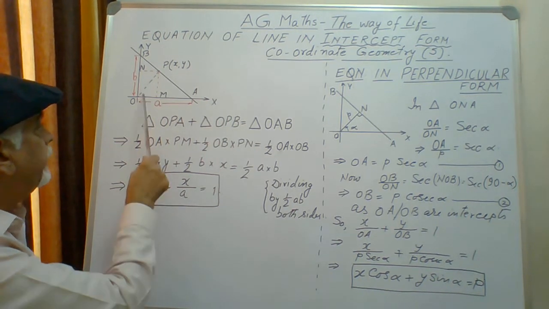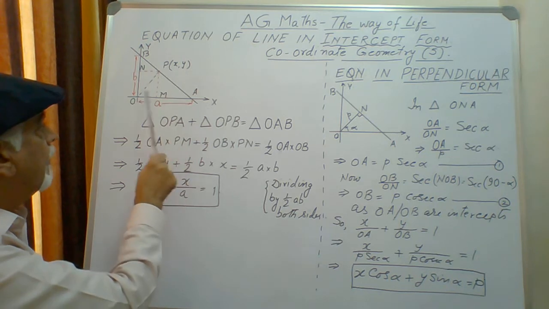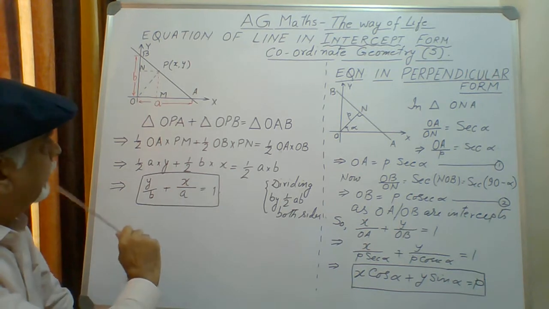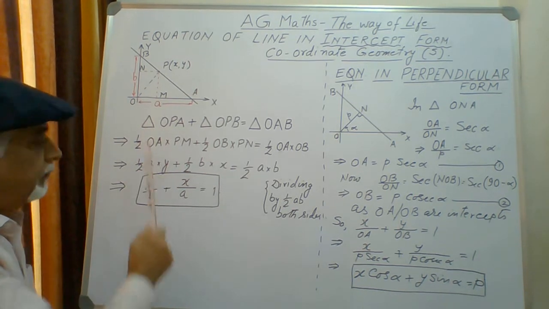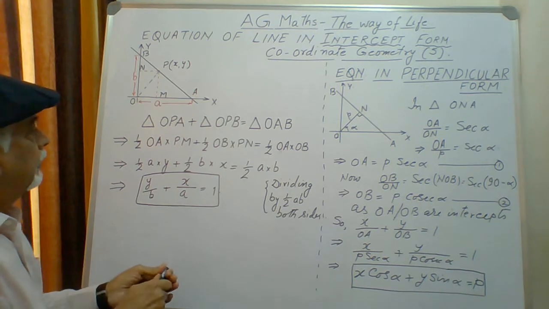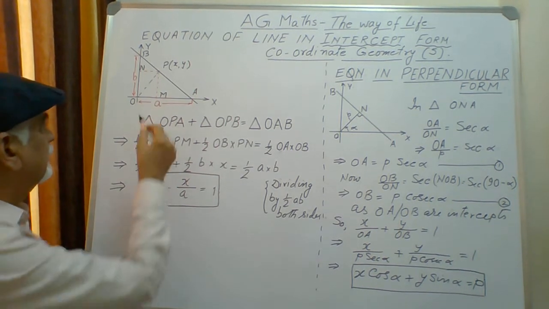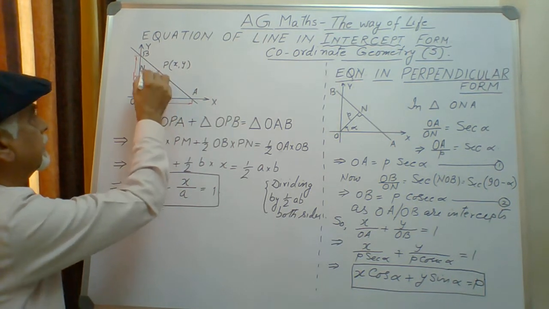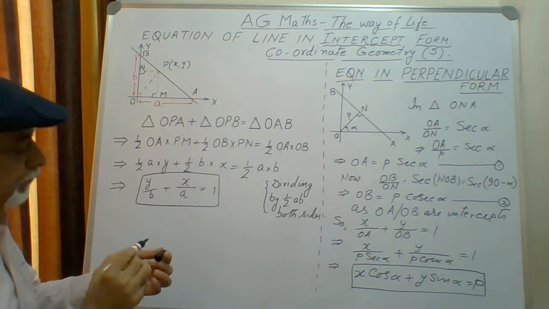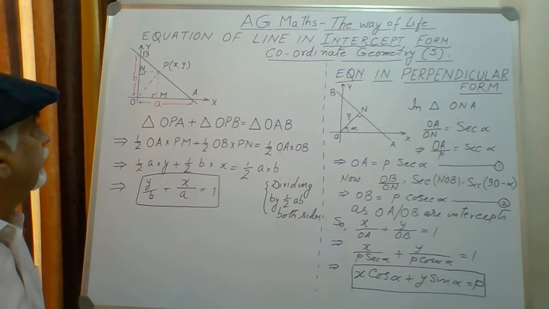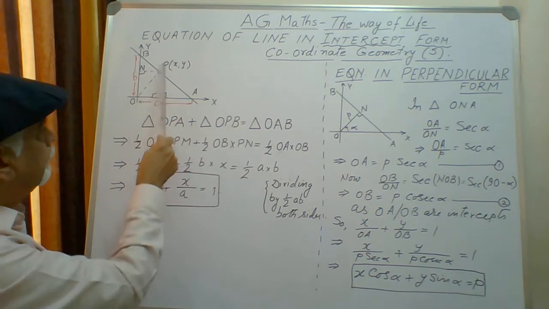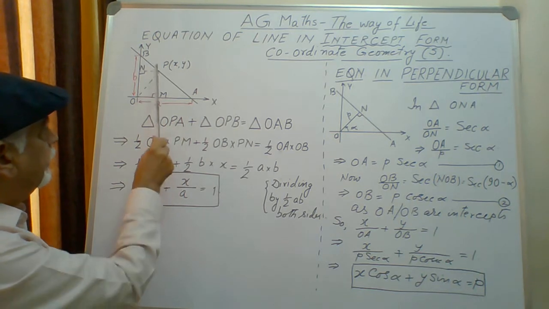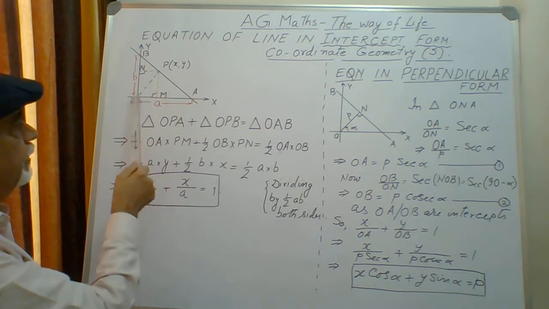Now, you see OPA. OPA is a right angle triangle because OP is a perpendicular on the line AB. This is a perpendicular which we have drawn. So now the area of triangle OPA is half of the base into the height. So half of OA into the height, which is PM. This is the area of triangle OPA.